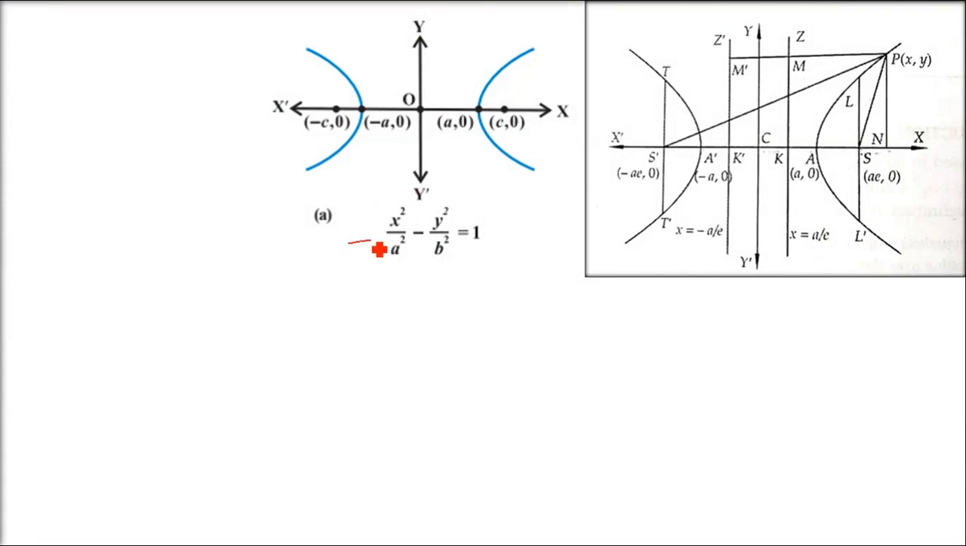For the hyperbola, most of the things are equivalent to the ellipse. This is the equation we have already derived. Even if you haven't followed that derivation, you have not watched it, the important elements consist of vertices.